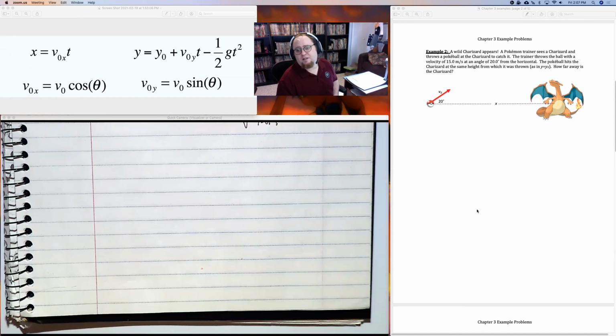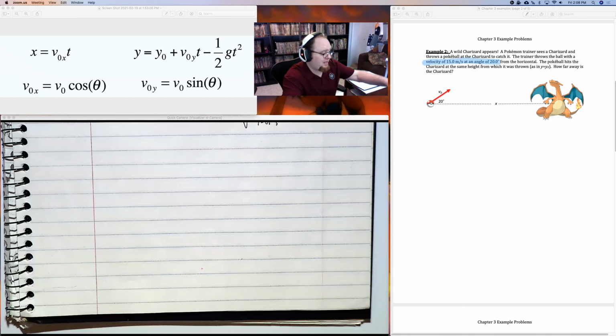In this one, this was on the exam a few years back when Pokemon Go was still super popular and it wasn't just like only my wife still plays. And what it says is a Pokemon trainer sees a Charizard, throws a Pokeball at the Charizard to catch it. The trainer throws the ball with a velocity of 15 meters per second at an angle of 20 degrees. Okay, I'm going to pause right there. Velocity of 15 meters per second at 20 degrees.